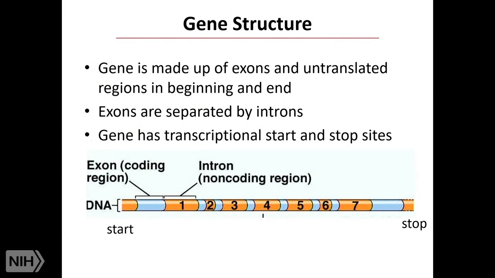When it comes to what's on the DNA, that's the actual code, it forms these genes, and they are made up of exons, and then there are also a lot of untranslated regions, which are in the beginning and the end. There are also introns in the middle, which are also untranslated. And then each gene has a transcriptional start site and a stop site, which is where you sort of decide where the mRNA is made.